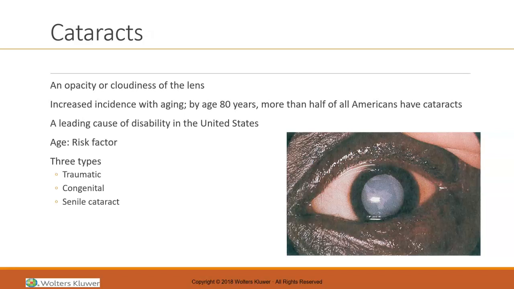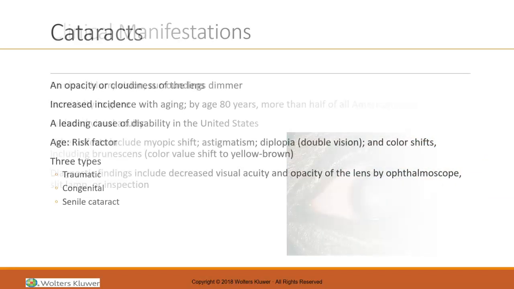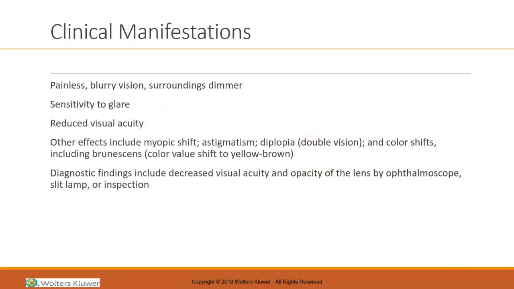This is a leading cause of disability in the United States. It's preventable and it's treatable. There can be traumatic, congenital, or old age related causes of cataracts. So for your clinical manifestations, typically clients complain of a clouded, blurred, or dim vision. And by that picture we just looked at, you can imagine that that would be the case.